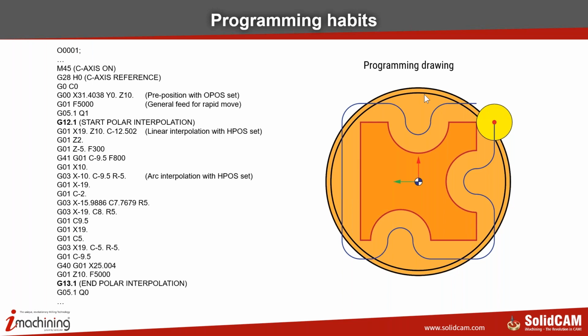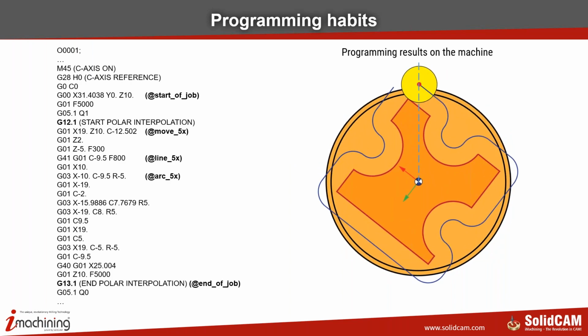Okay. Now this is a programming drawing. If I run this code on the machine, what will happen is the following. First we'll get the C0. I will go to the preposition. And then once we hit the start polar interpolation, the part will be rotated according to the next movements, which are inside the move 5 axis. Now all this preposition stuff and starting the polar interpolation would in most cases be in the startup job, okay?